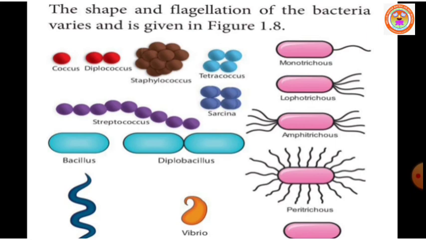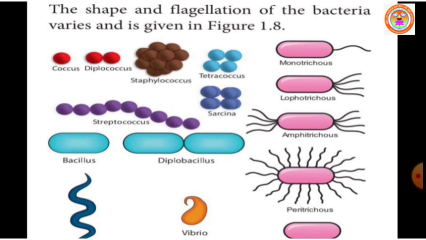Monotrichous bacteria possess only one flagellum at one pole or one side. The next one is lophotrichous: two or more flagella forming a single bundle at only one side. So a bundle of flagella at only one polar end is called lophotrichous. The next is amphitrichous: flagella found at both polar ends of the bacterium. Amphi means both sides.